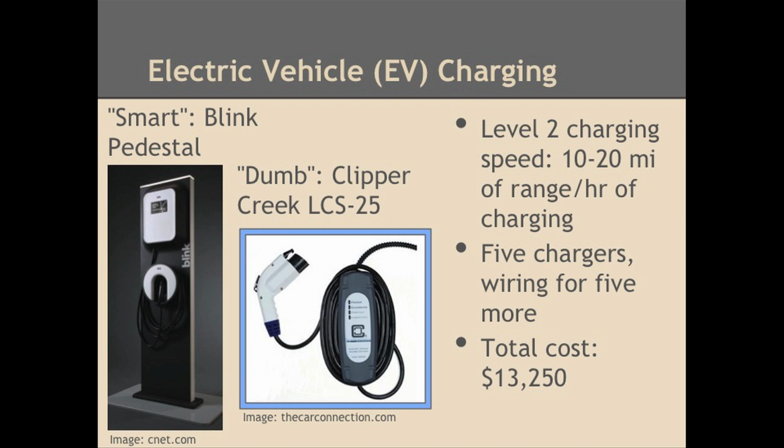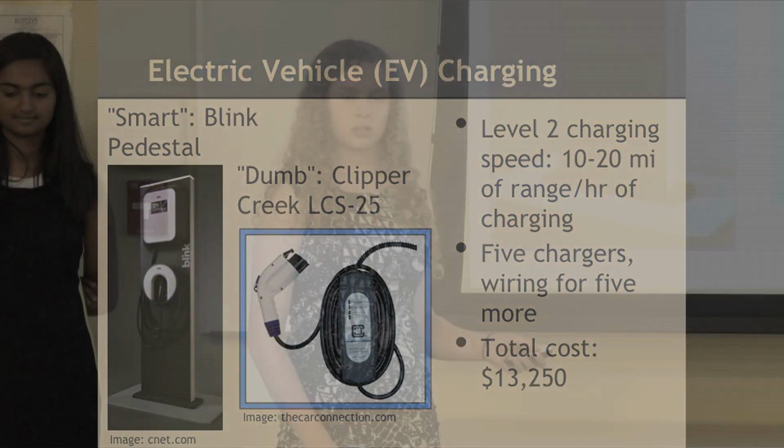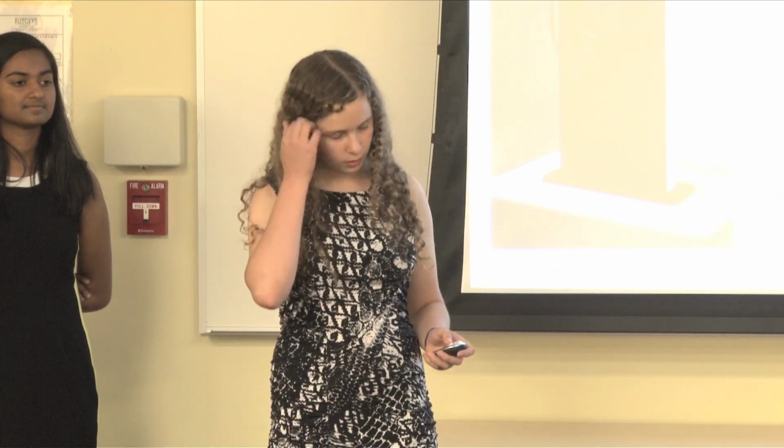The dumb charger we're using is the Clipper Creek LCS-25. It is a level 2 charger, which is a medium charging speed, and is most commonly used in public settings. Level 2 provides 10 to 20 miles of range per hour of charging. Our parking garage includes 5 electric vehicle chargers and wiring for an additional 5 chargers to accommodate the growing number of electric vehicles in the future. In total, this system will cost $13,250.